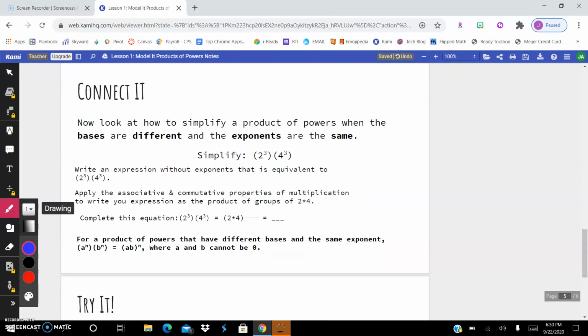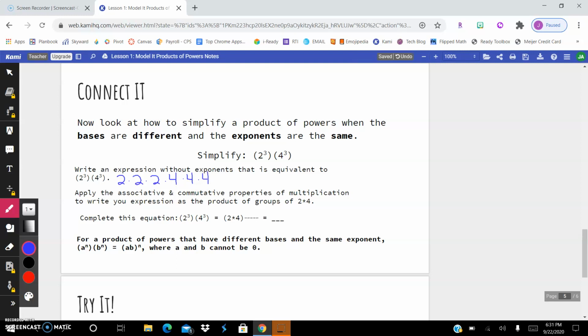Okay. Now look at how to simplify a product of powers when the bases are different and the exponents are the same. So simplify 2 to the 3rd times 4 to the 3rd. Write an expression without exponents that is equivalent to this. Well, 2 to the 3rd power means 2 times 2 times 2. And we're multiplying that by 4 to the 3rd power, which would mean 4 times 4 times 4.